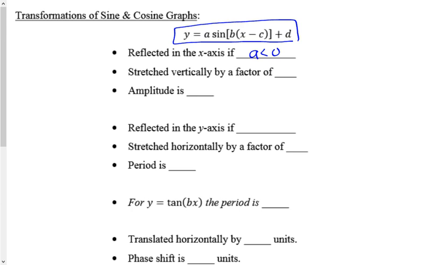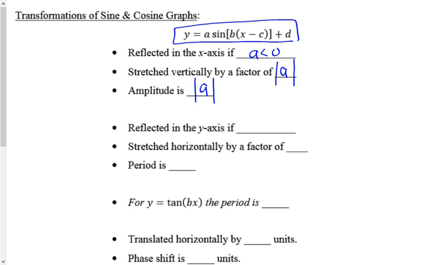Stretch vertically by a factor of? By a factor of? You mean absolute value of a? Oh, yeah. Because the negative is the reflection, so now we ignore it. Stretch factor is just the absolute value of a. And the amplitude is? Yes. Absolute value of a.